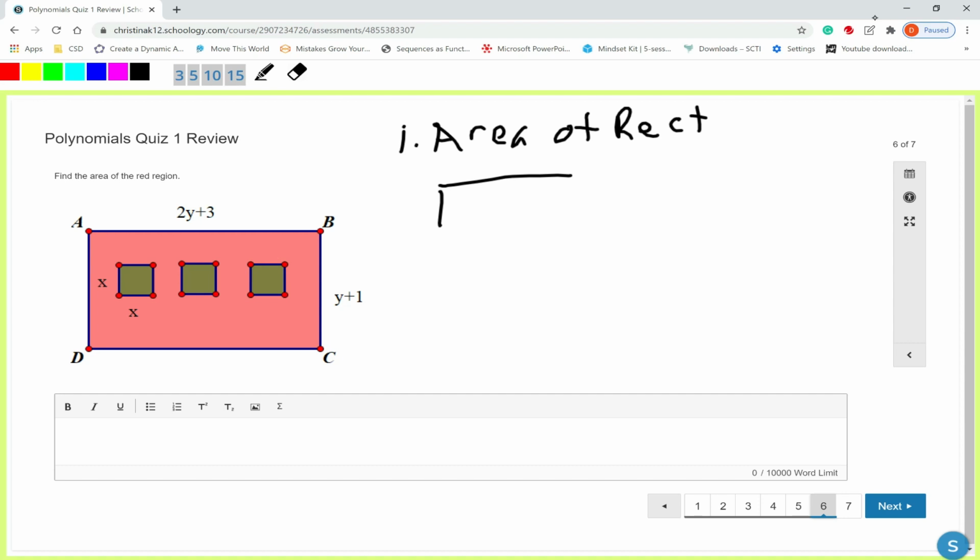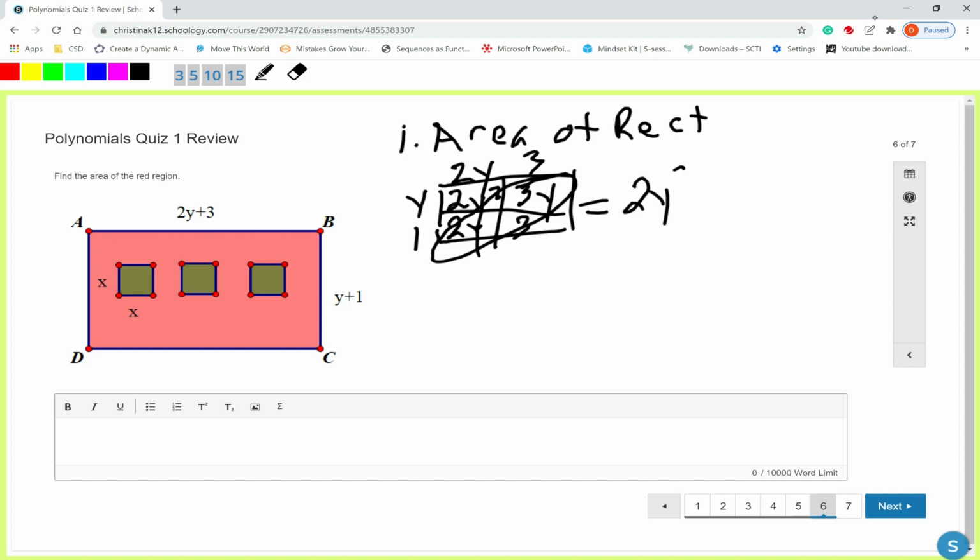So that's going to be 2y times 3 and y plus 1. 2y times y is going to be 2y squared. Y times 3 is going to be 3y. 1 times 2y is going to be 2y. And 1 times 3 is going to be 3. Our diagonals are like terms. So that's going to give me 2y squared plus 5y plus 3.